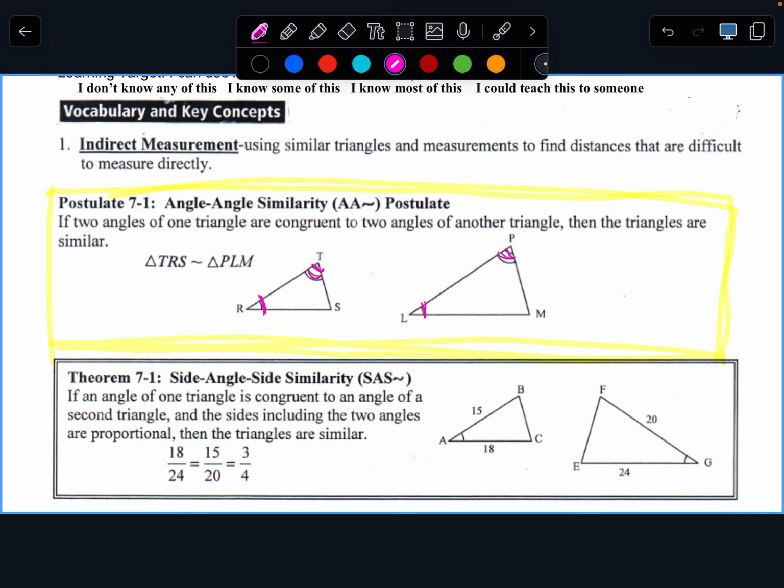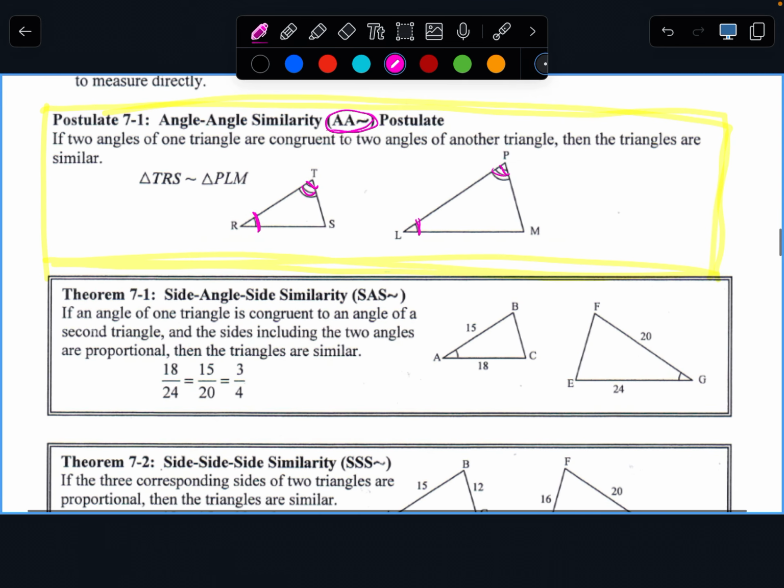You don't even have to do the fractions at all. You can say angle, angle similarity, but you got to put the little squiggly thing at the end. So, angle, side, angle is the other one. Instead of doing all the sides, you only have to do two, which I guess is better, but still not as fun. You would have to check that the one pair of corresponding angles are the same, and then you only have to do two sides proportional. So you have to do like 15 and 20, and then 18 and 24, and see if they reduce to the same thing.